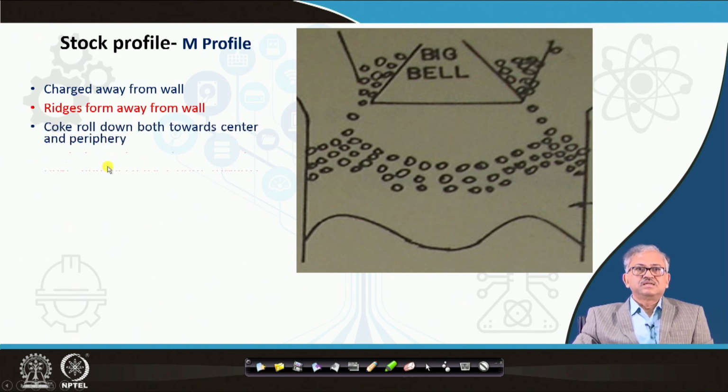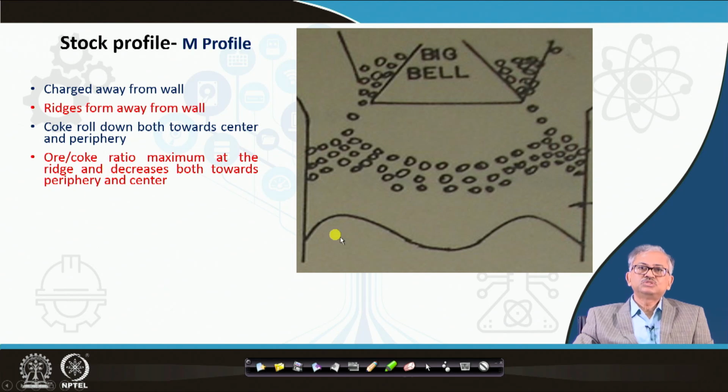As I said, if you look at the ore coke ratio in this case, the ore coke ratio will be low here, as well as at the periphery the ore coke ratio will be a little lower, because coke to some extent has rolled down here also. So you have some coke here, and here also you have coke. So more coke here as well as here. As a result, the ore coke ratio is low near the periphery as well as the center, and the ore coke ratio is maximum near this region, that is the ridge region, obviously.